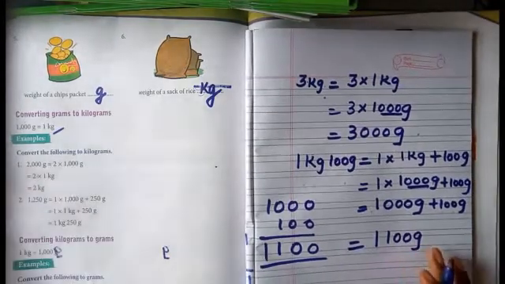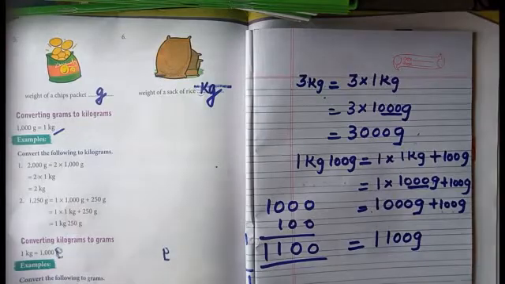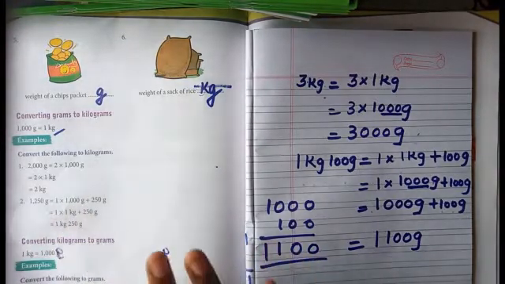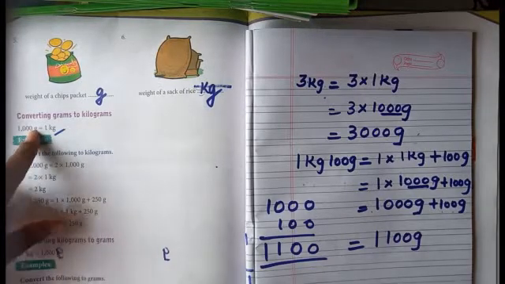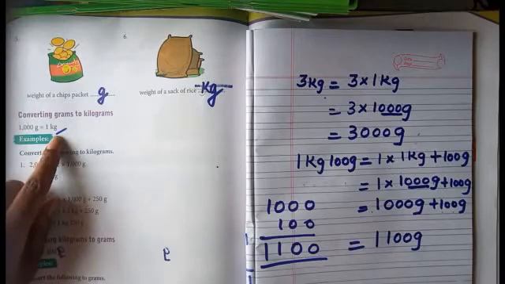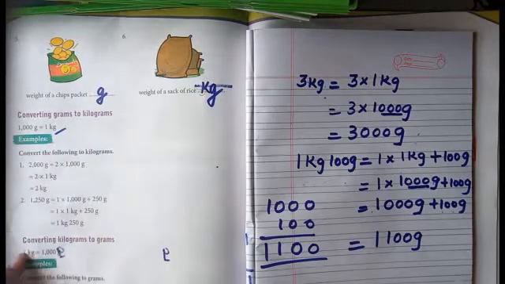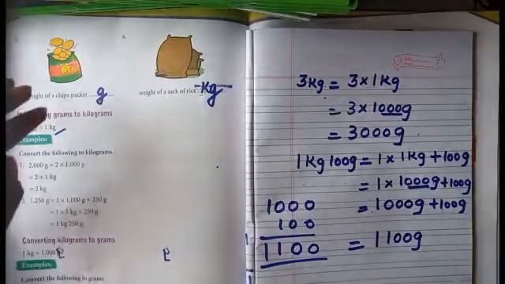Understood everyone? So today only I am giving grams and kilograms. So from that you have to first learn the formula. 1000 grams equal to how many kilograms? 1 kilogram. So 1 kg is equal to how many grams? 1000 grams. From this, converting grams to kilograms, two methods are there, right?